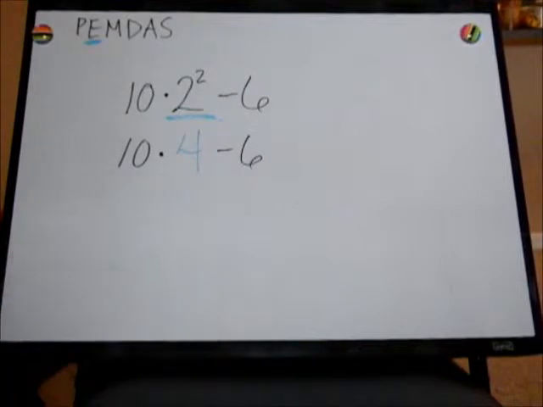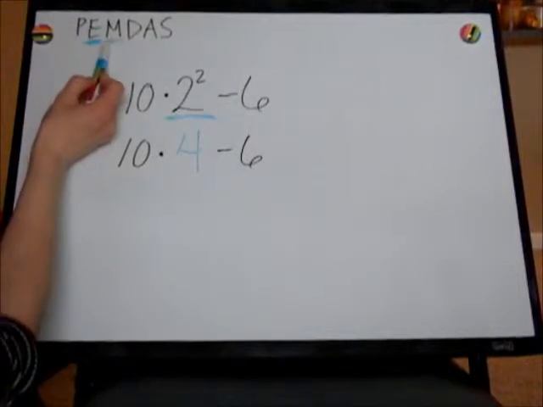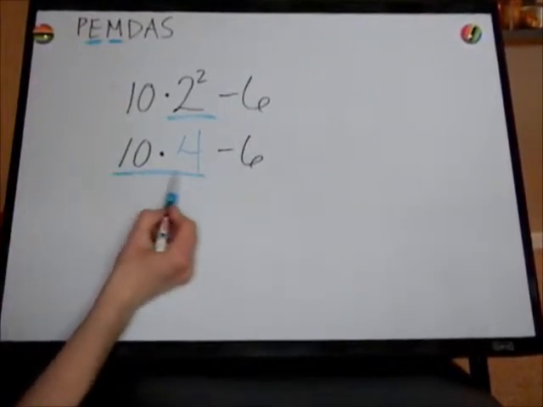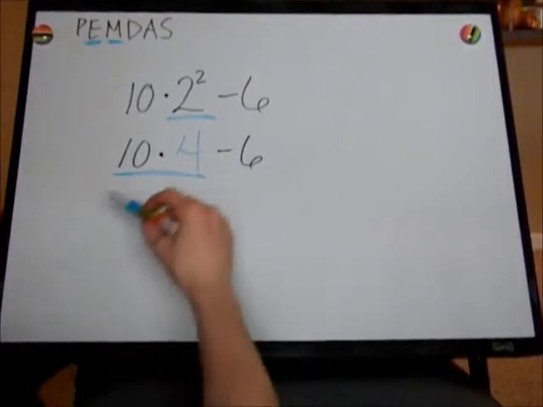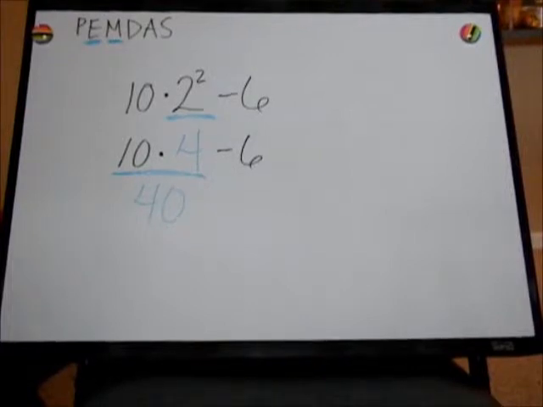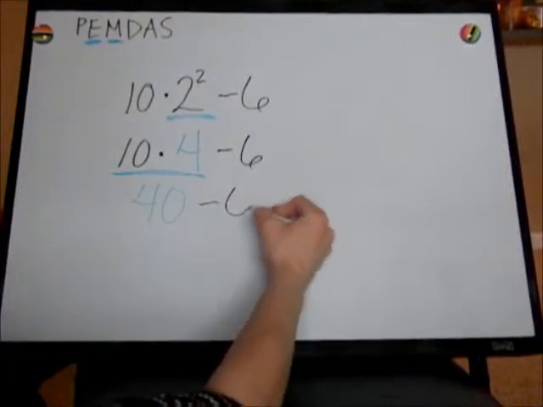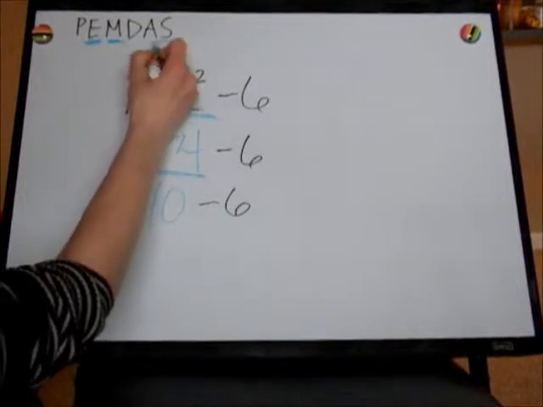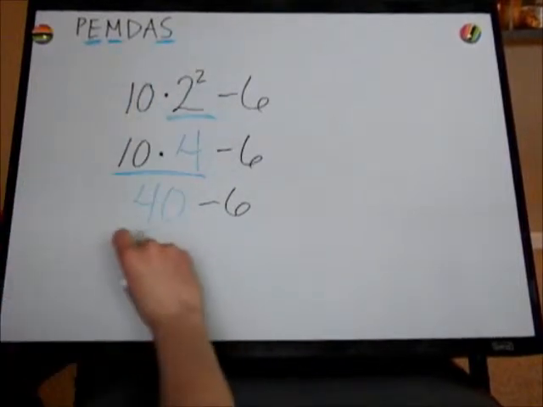Next in the "Please excuse my dear Aunt Sally" is multiplication, which is 10 times 4. And that equals 40. And you bring down the minus 6. And lastly, we have subtraction, which is 40 minus 6, which equals 34.